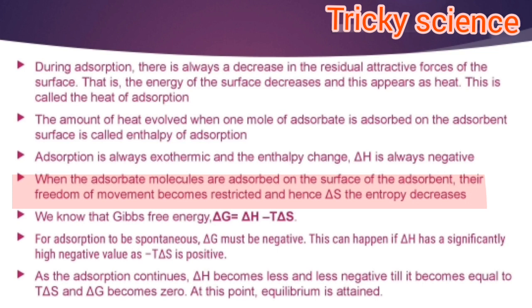When the adsorbate molecules are adsorbed on the surface of the adsorbent, their freedom of movement becomes restricted and hence the entropy decreases. We know that Gibbs free energy delta G equals delta H minus T delta S. Adsorption, we know it is spontaneous, so delta G must be negative. This can happen only if delta H has a significantly high negative value as T delta S is positive.